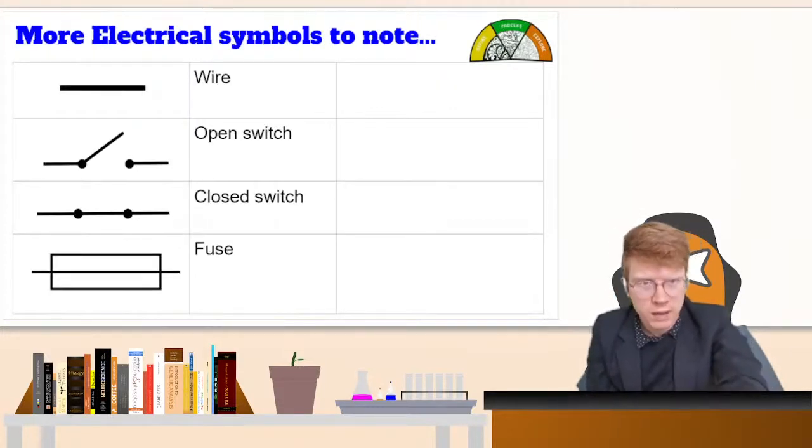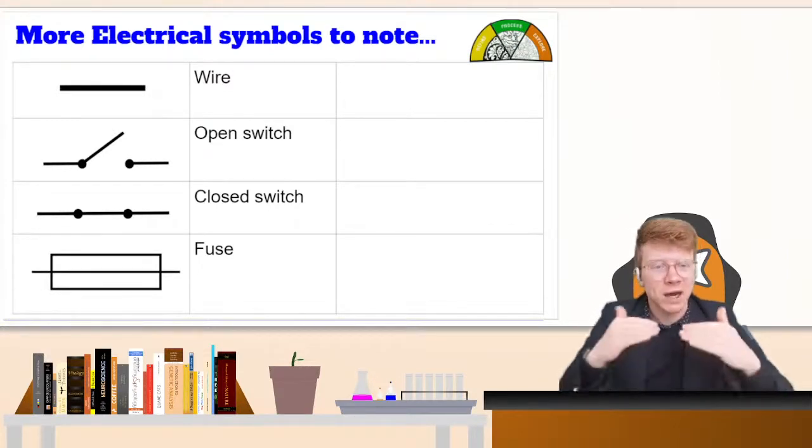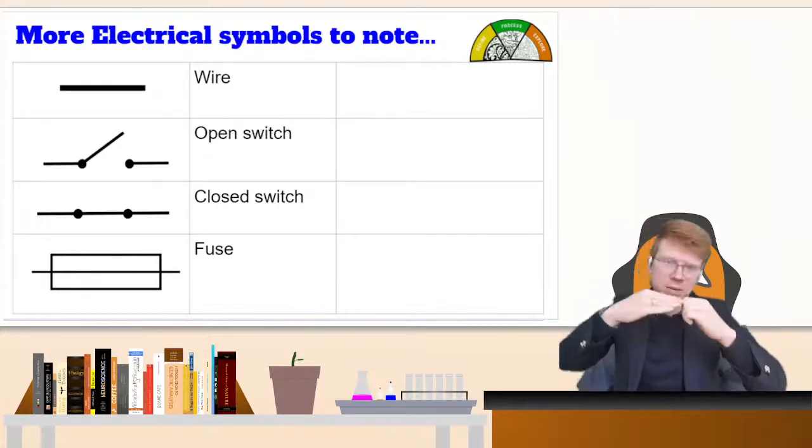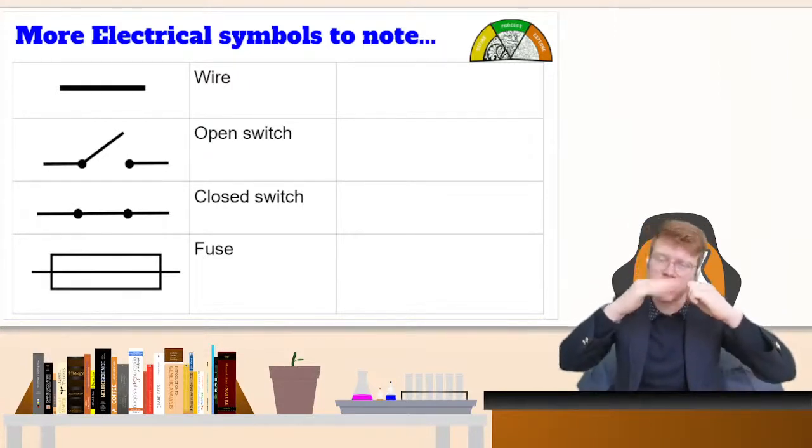There's a few more you need to know. A wire should be pretty straightforward. It's just a line. And then you have an open and a closed switch. All we do for that is we put two little dots, and we put a line between them, and we say the switch is open or the switch is closed.